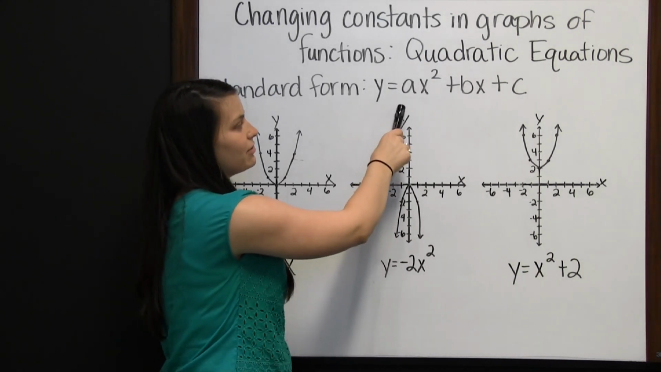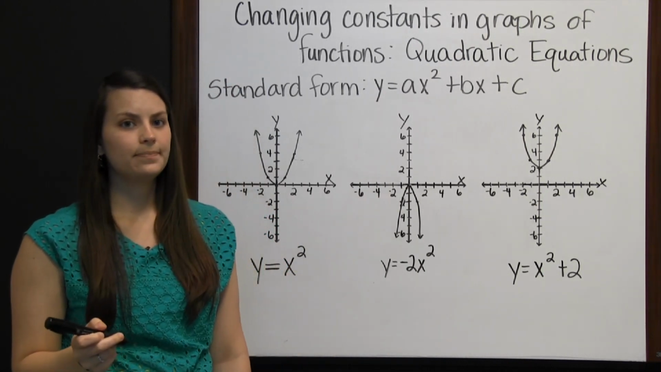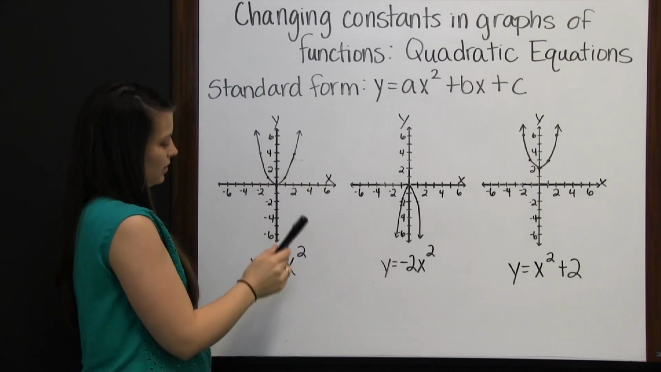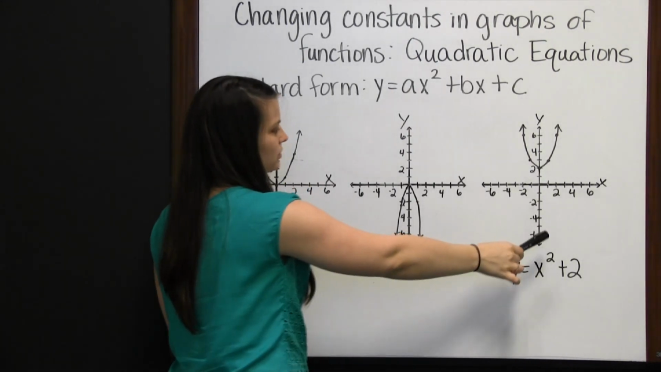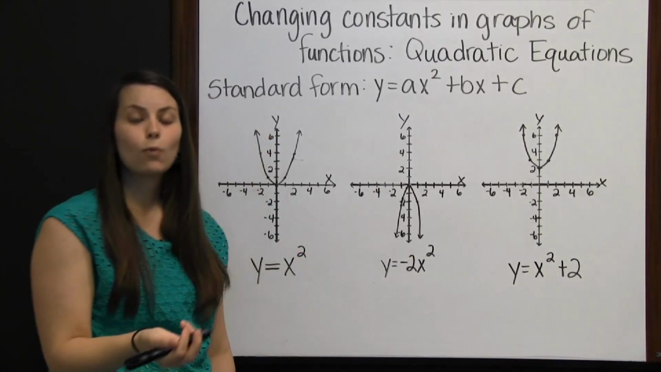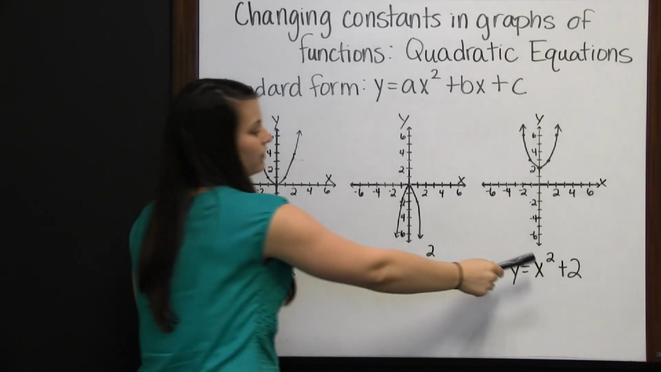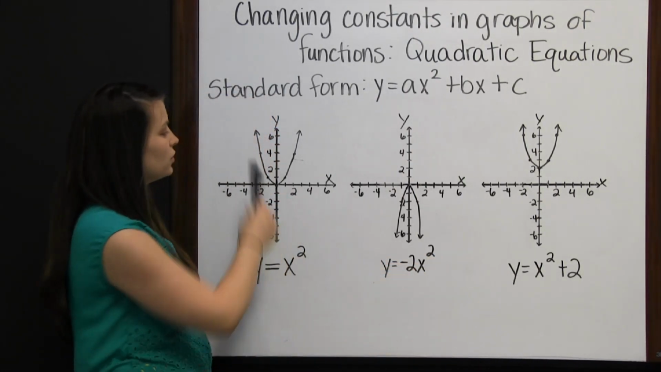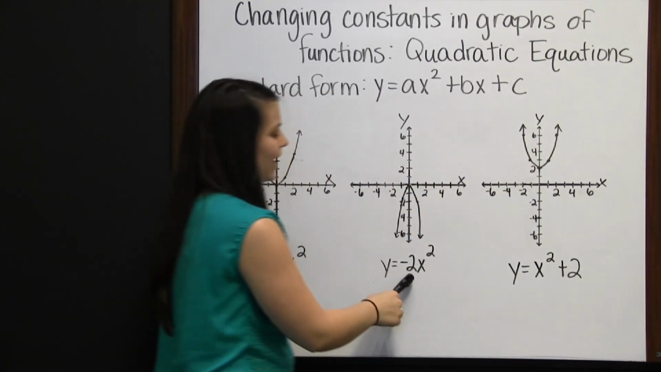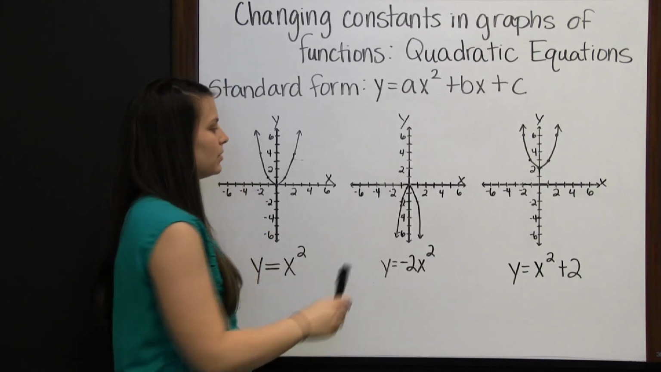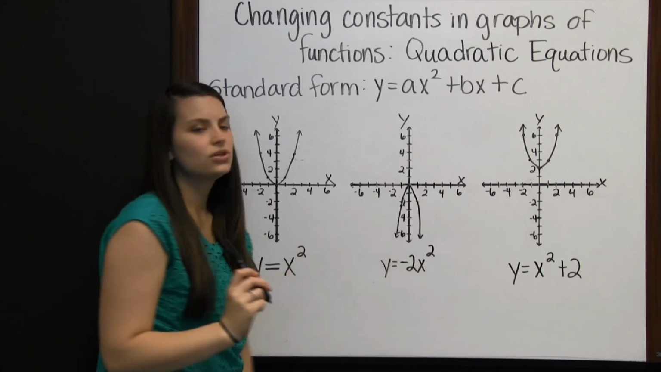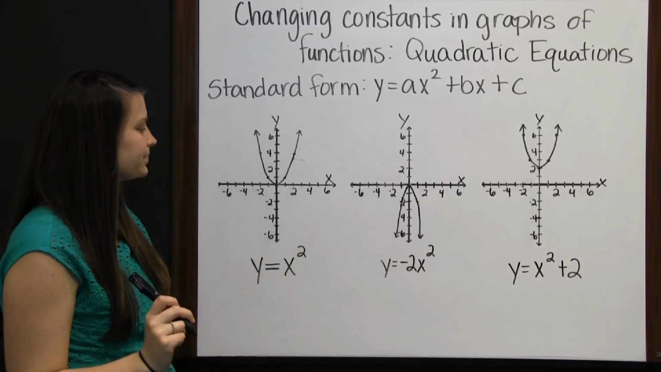With a, the coefficient of the x squared term, when a is positive, the graph is concave up. So that's this first graph and the last graph. They both have positive coefficients. In this case, 1. A is 1 for both of these graphs, and 1 is positive. So both of these parabolas are concave up. When a is negative, the parabola is concave down, like we have here in the second graph. y equals -2x squared, concave down.